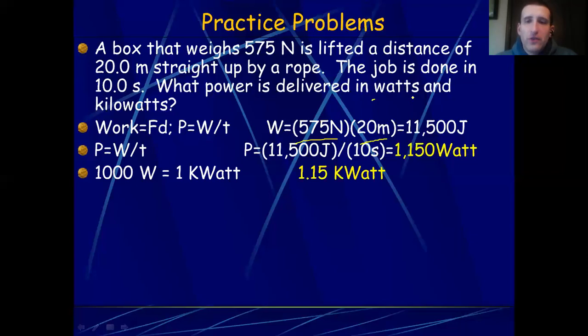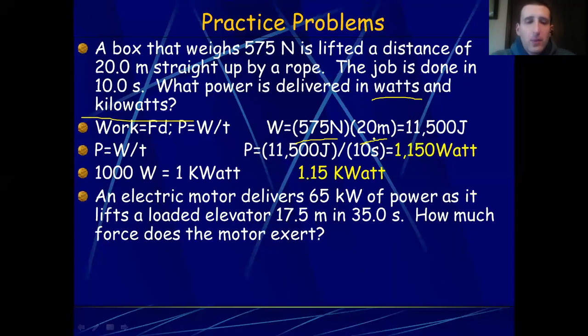We were supposed to solve it in watts and in kilowatts. So we have the watts number. We want it in kilowatts. Well, 1,000 watts is 1 kilowatt. So we take our 1,150 and we divide it by 1,000, we get 1.15 kilowatts.